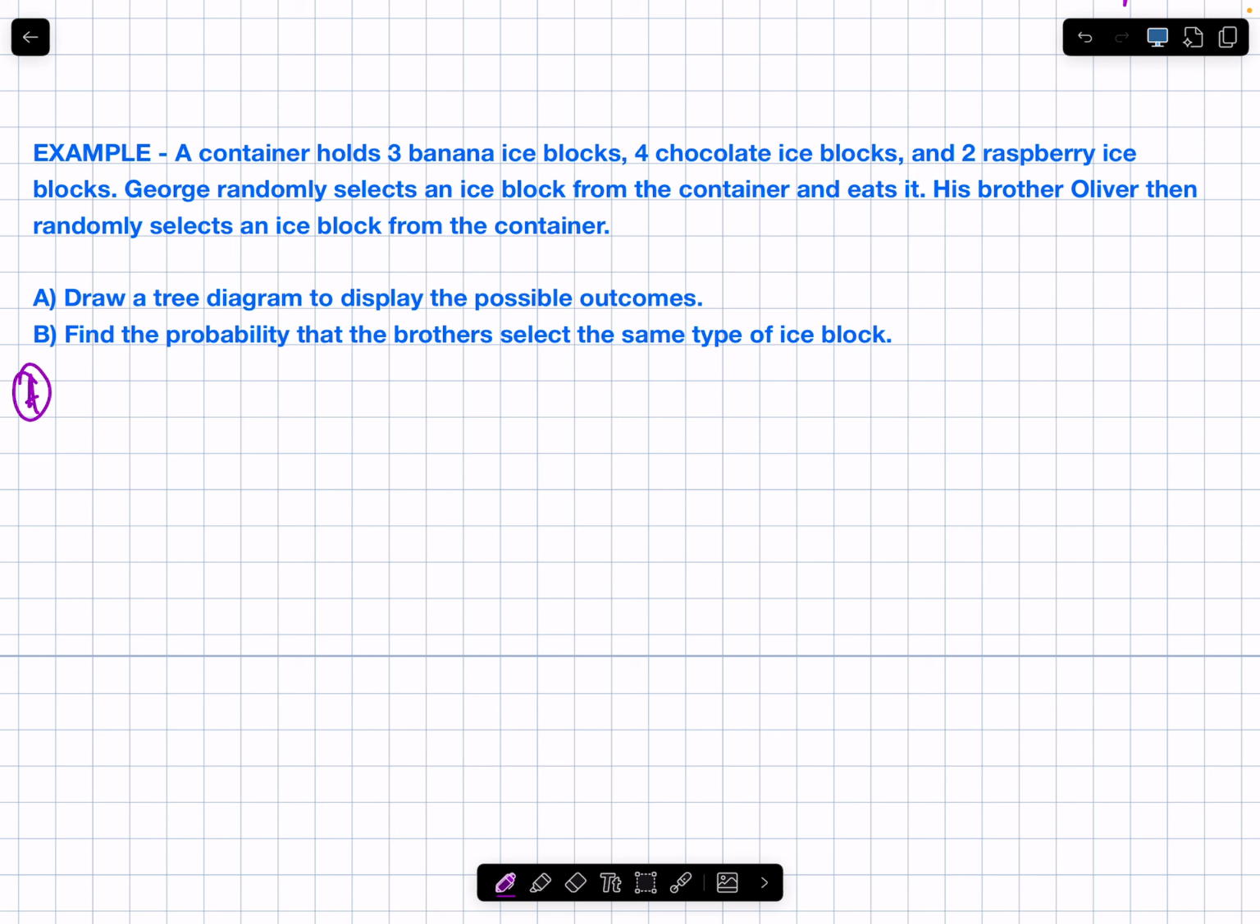George would be the first set of branches. Oliver would be the second. Looking at that situation, how many branches should there be for George? 3. What should those branches represent? Banana, chocolate, raspberry.